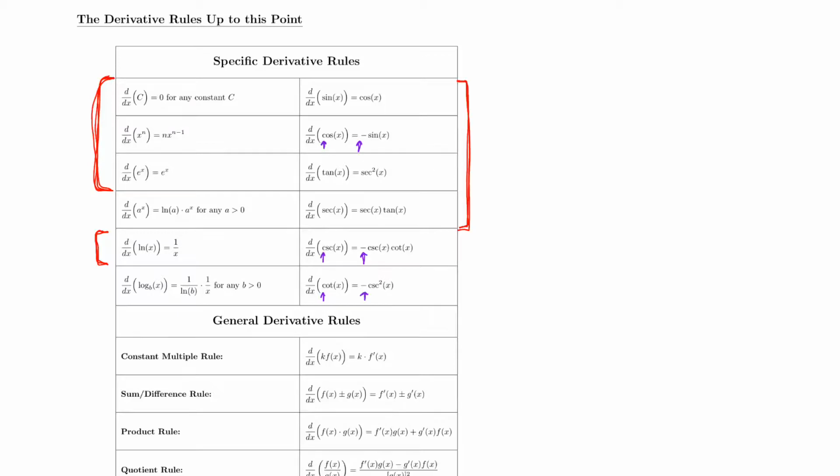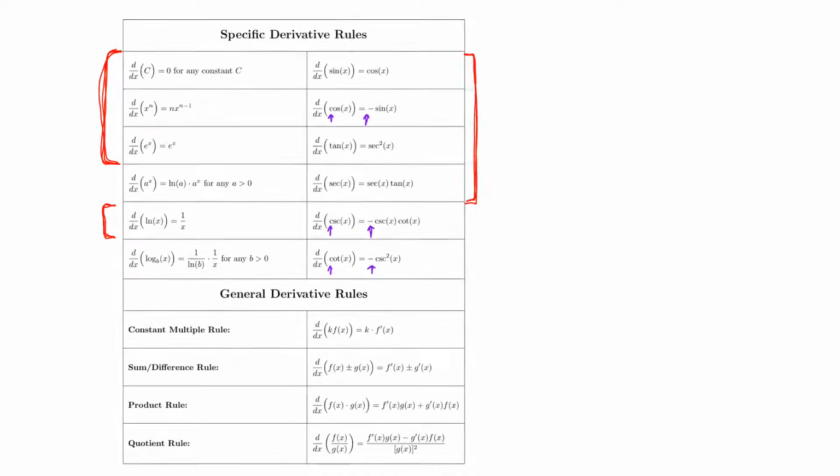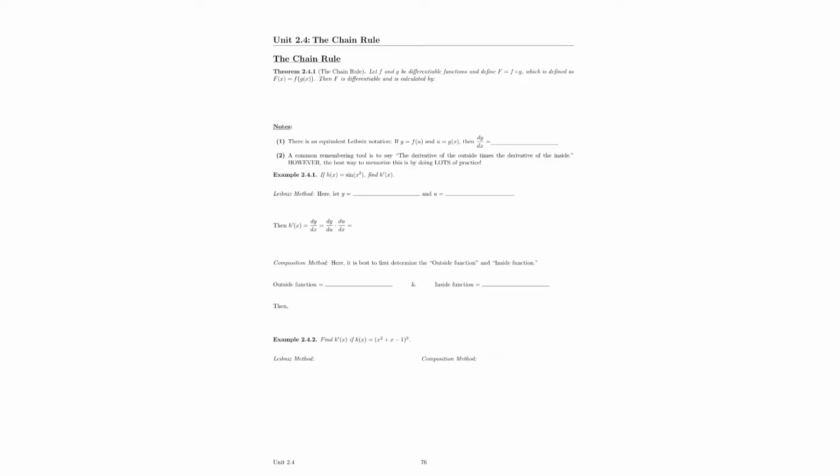Any questions at all on section 2.3 on the product rule, quotient rule, higher order derivatives before we move into the next section, which is chain rule, which is a hefty section? All right. So these are the questions from this section.